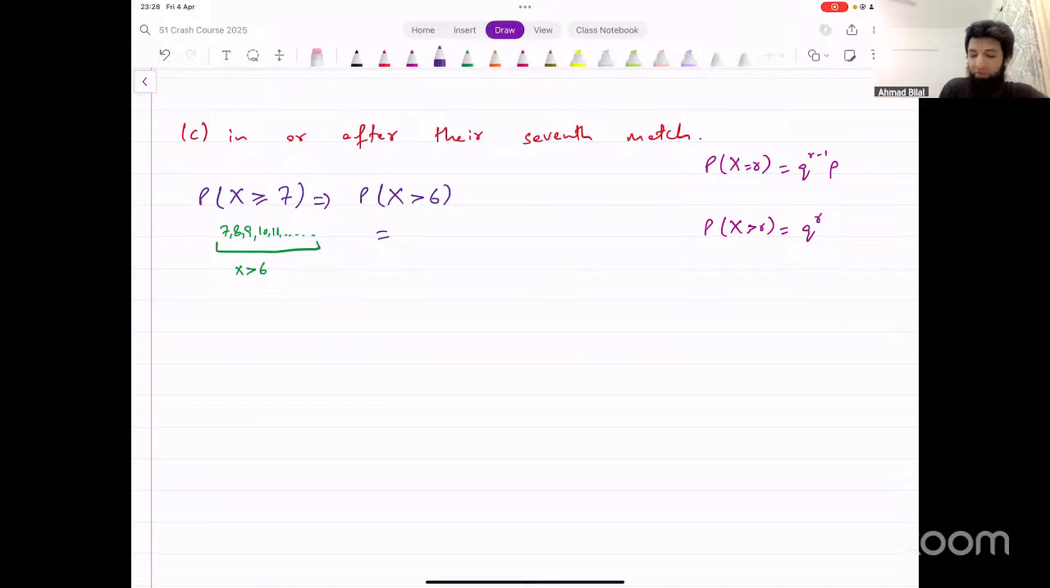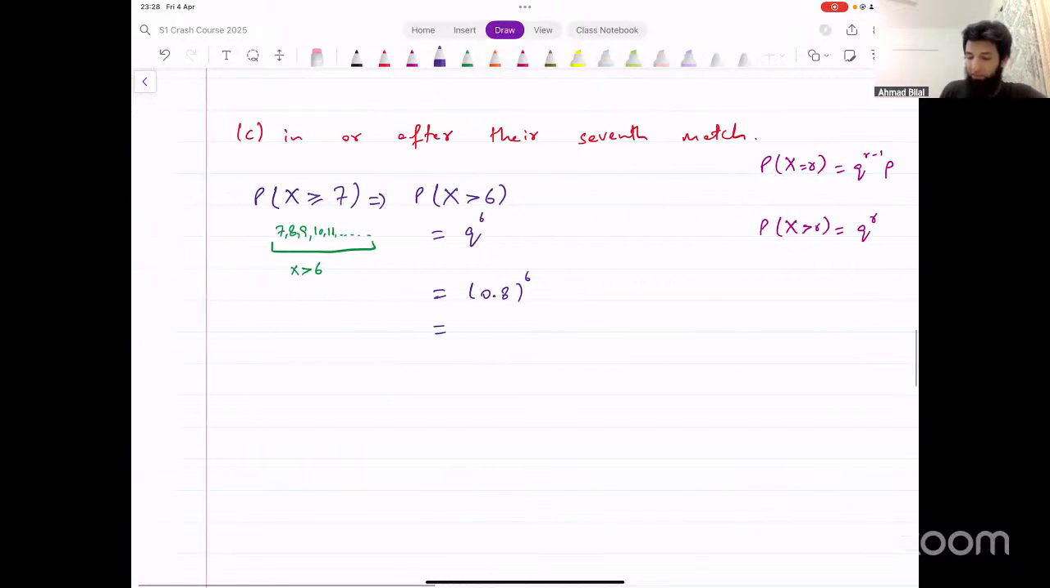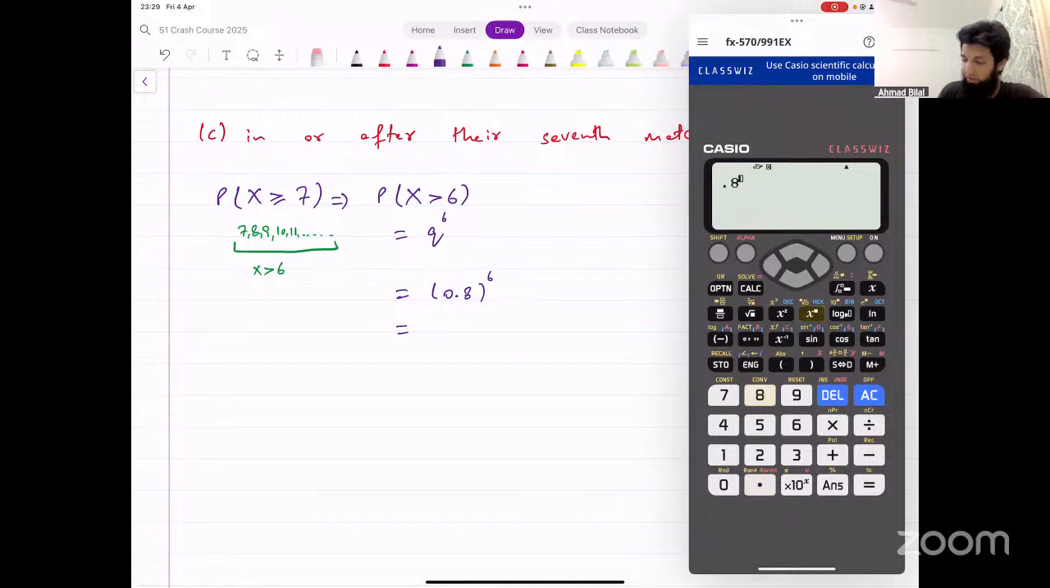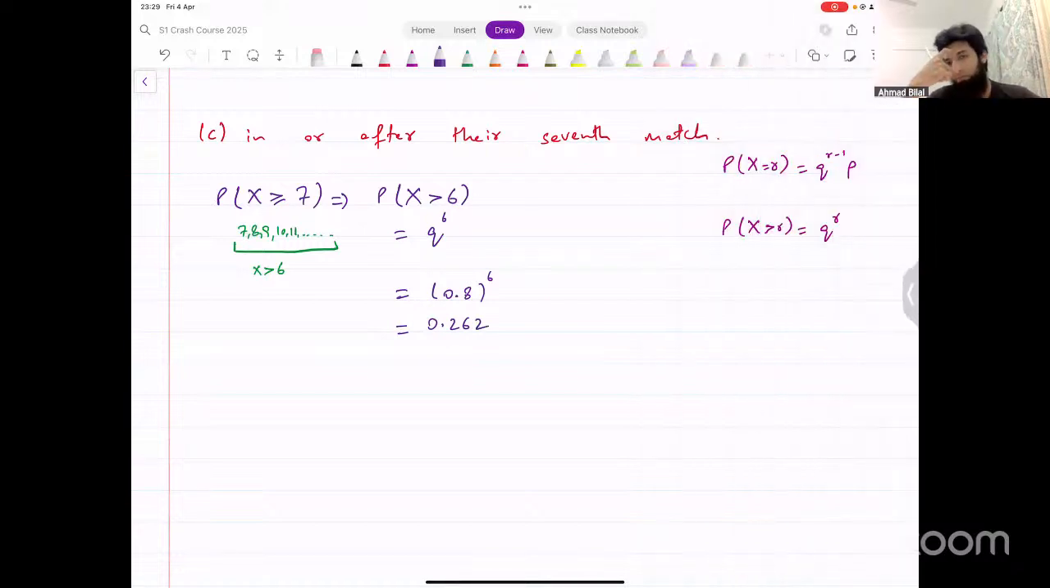What's that going to be? It's Q raised to power 6. What's Q? Q is 0.8. 0.8 raised to power 6. You can see what that turns out to be. That will give you the result. That's 0.262. That's the probability that we were looking for. Make sense?